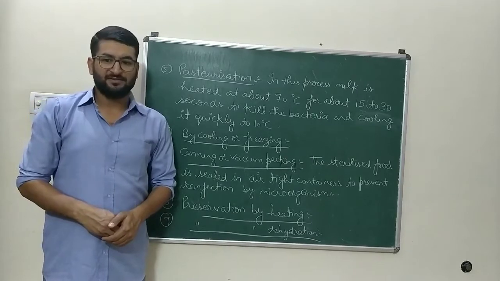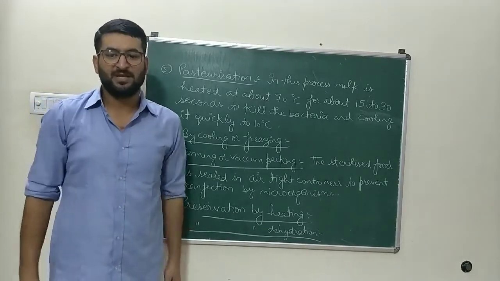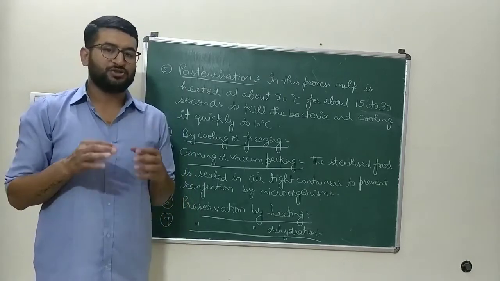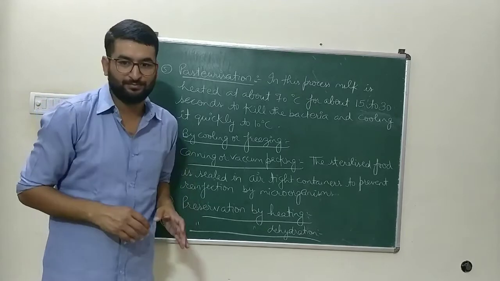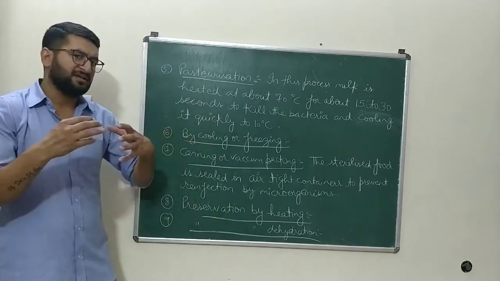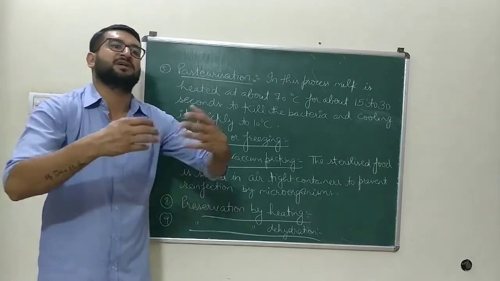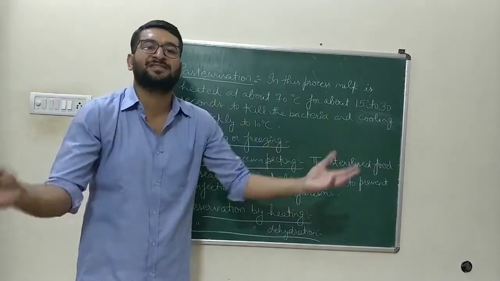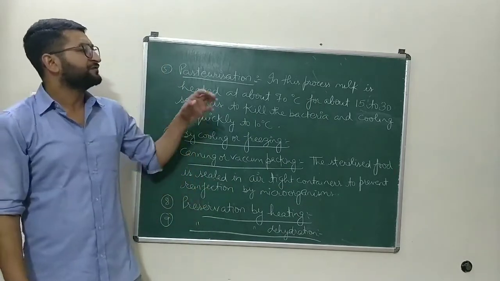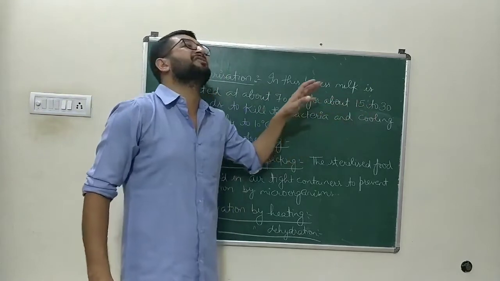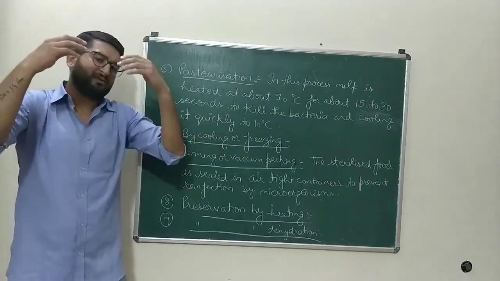The next method of food preservation is pasteurization. Pasteurization is a technique which was discovered by Louis Pasteur in 1862. In this method, basically the milk is sterilized. But later on, this technique became useful for certain other liquids and substances as well. What is pasteurization? Heating the milk for about 15 to 30 seconds at 70 degrees Celsius. At that high temperature, the microorganisms will be killed.